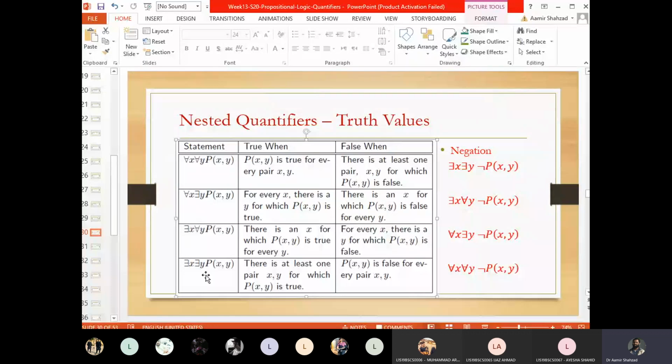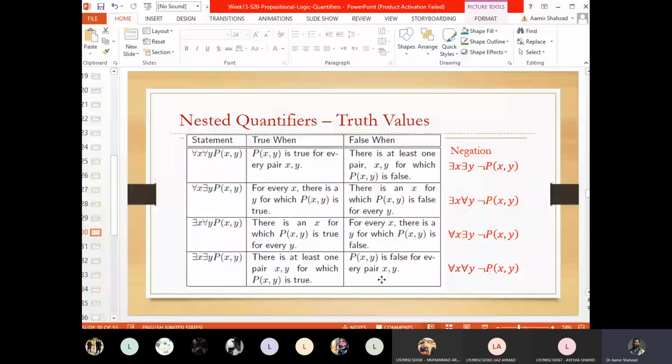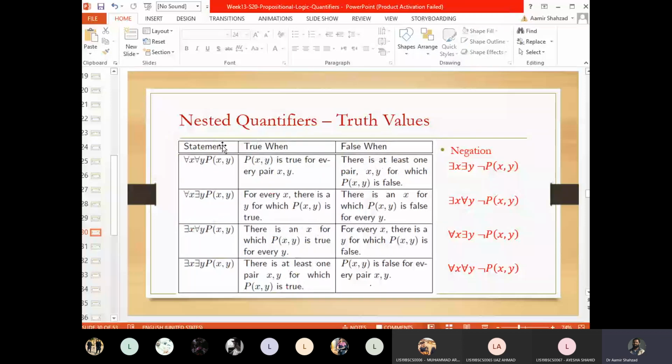So for all x, for all y, p of xy is not going to hold. P of xy is false for every pair xy. For all x, for all y, p of xy does not hold. So again the thumb rule is, जब भी हम negation करते हैं quantifiers की, universal quantifier is changed into existential quantifier. Existential quantifier is changed into universal quantifier. But be careful, we have to negate the predicate. यहाँ पे p of xy है, negation में it becomes not p of xy.